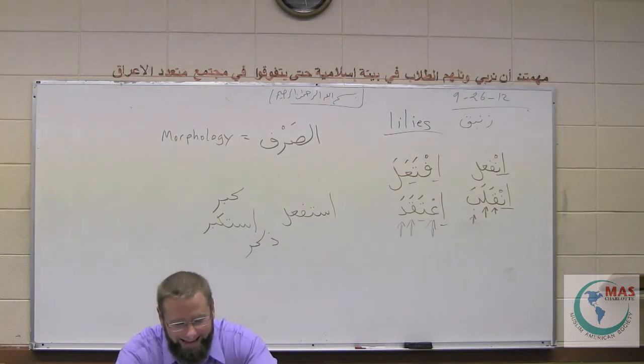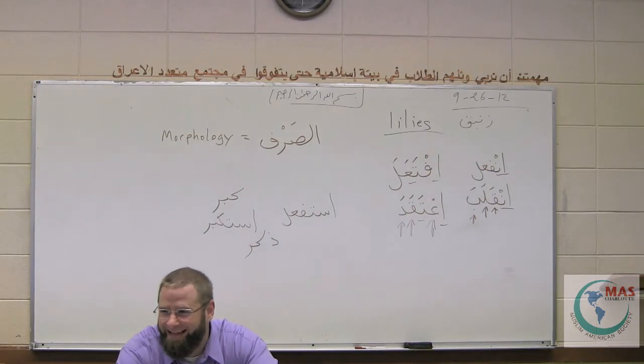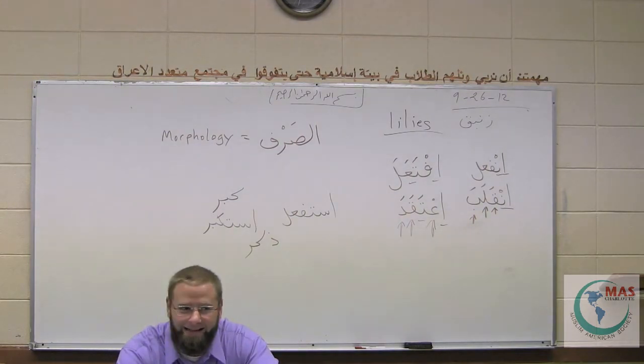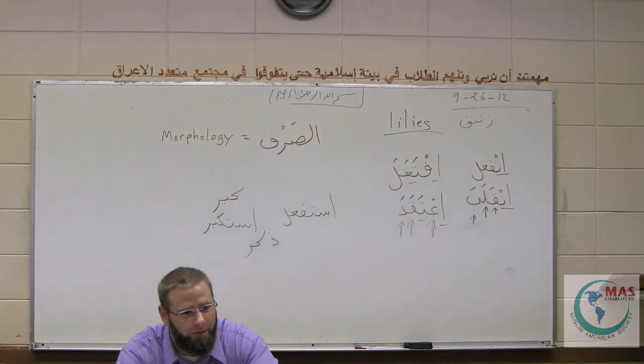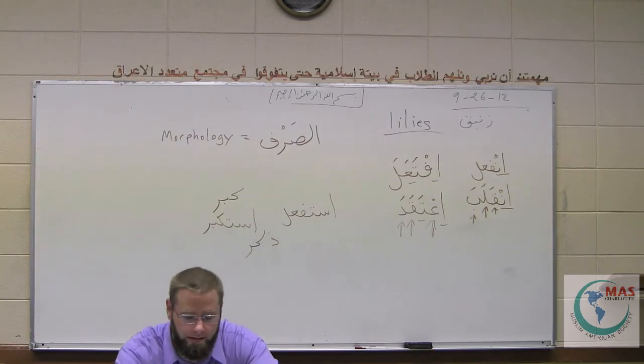أنا أنت. His first mistake. أنا نحن أنت أنت أنتما أنتم أنتن هو هي هما هم هن. This is the 12. There's 12 of them, right?